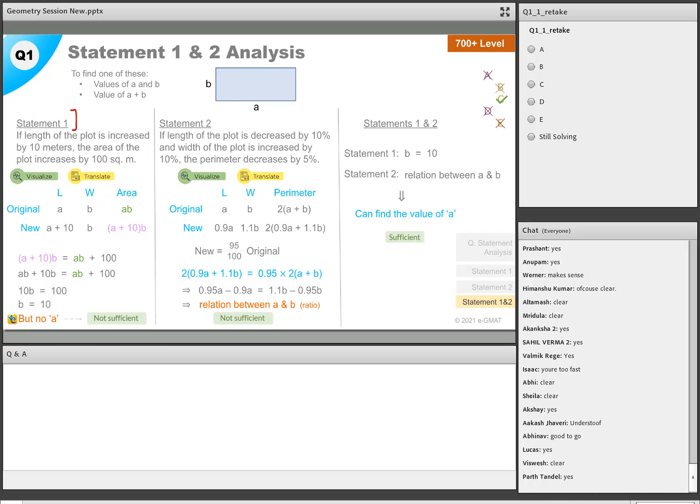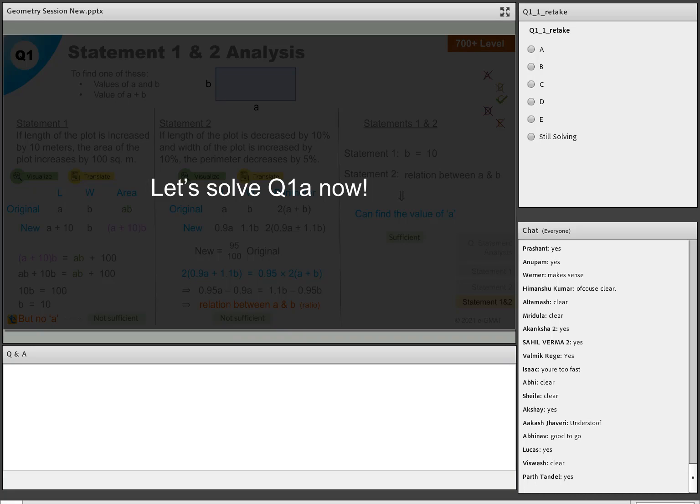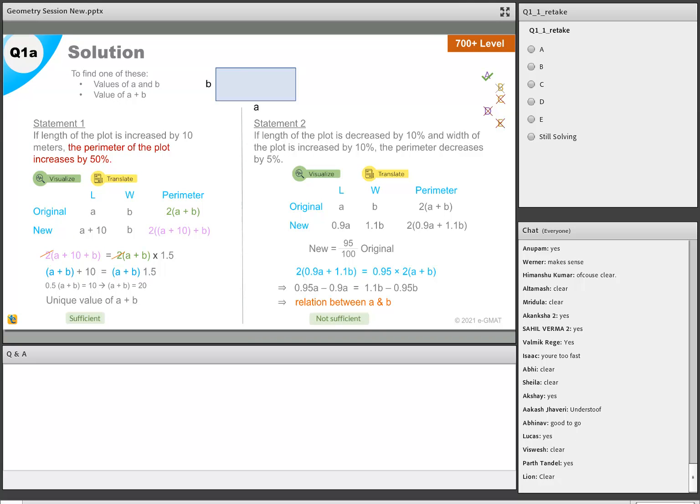If you remember, we had given you two questions, right? Question number 1 and then question number 1A. So now let's discuss question number 1A as well. Now in question number 1A, the second statement was the same. The first statement had a change in it. What was that? It was given that if the length of the plot is increased by 10 meters, the perimeter increases by 50%. So let's say the initial length and width are A and B.